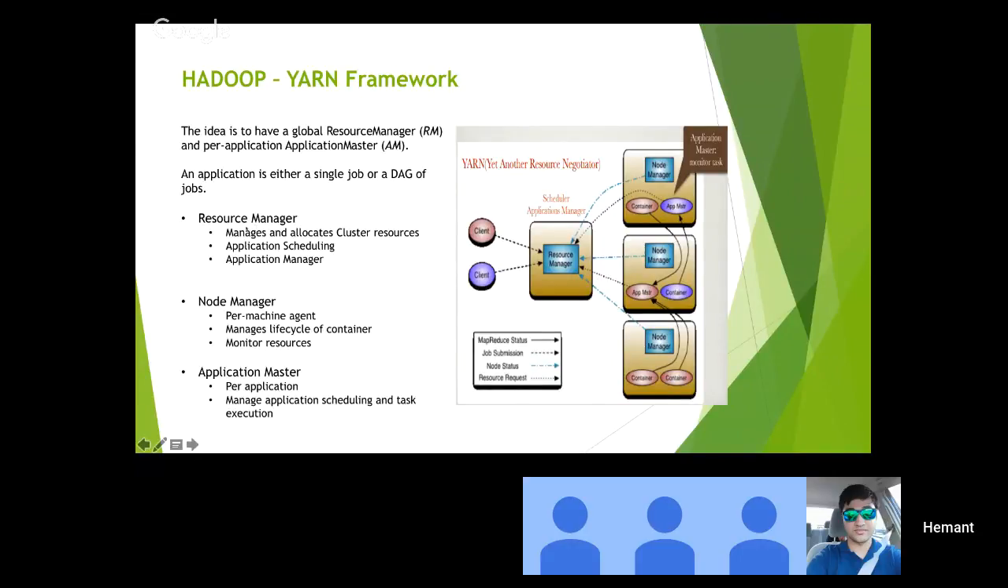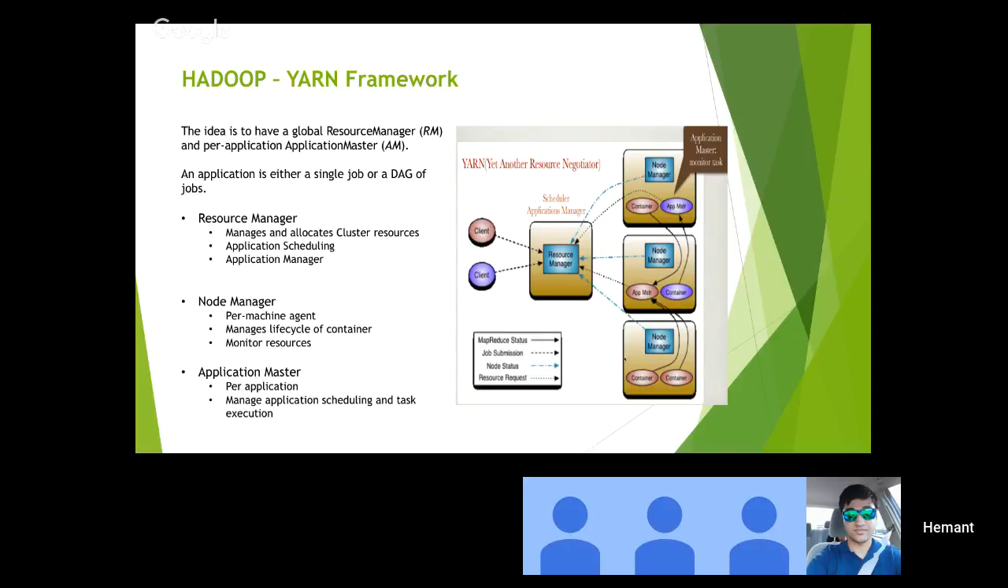It has three components: resource manager, node manager, and application manager. The resource manager manages and allocates the cluster resources, manages the scheduling, and manages the application managers. The node manager is what generates the node and gives the work to the containers for job submissions. And the application manager manages the scheduling of the task execution based on the priority of the task which has been set up there.